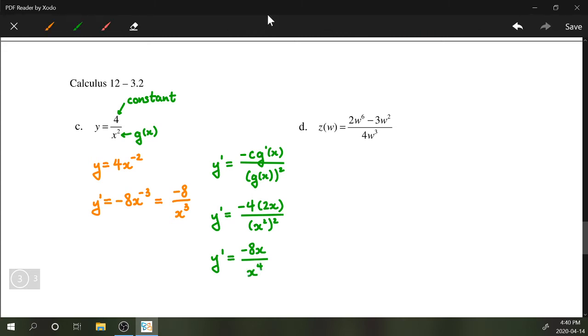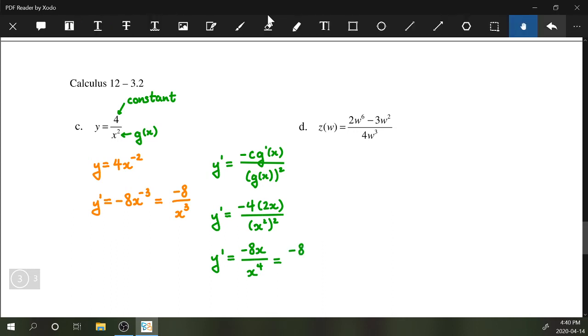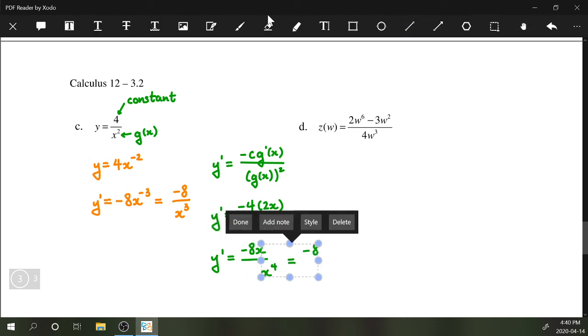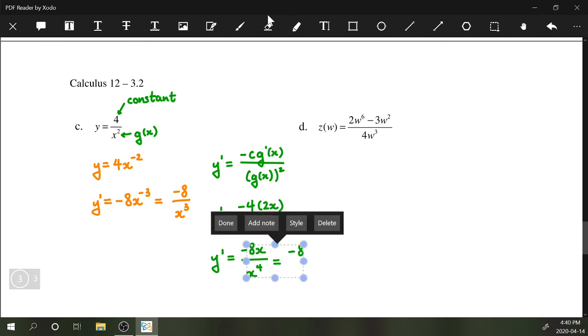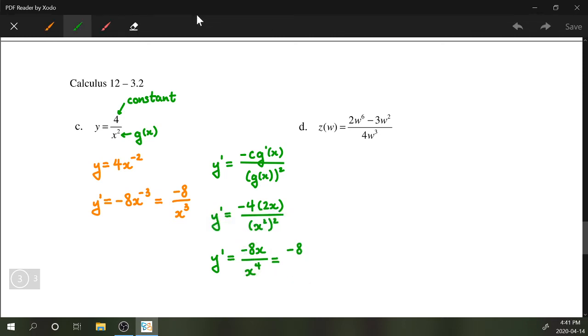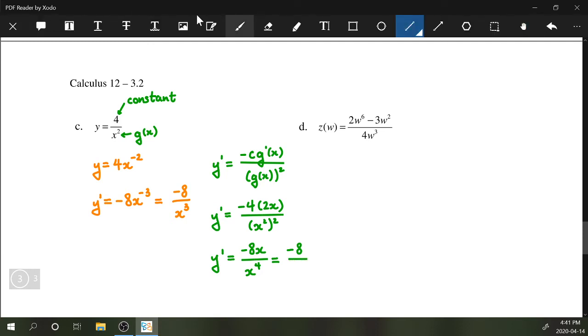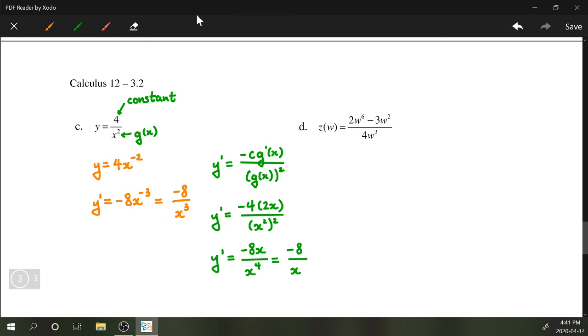And of course, that is the same as what we had earlier, and that is negative 8 all over x cubed. Again, all over x cubed.